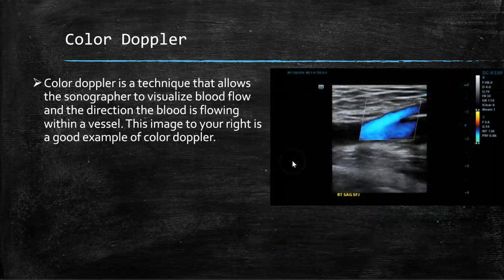Color Doppler. Color Doppler is a technique that allows the sonographer to visualize blood flow and the direction of the blood flow. So this is Color Doppler. The image to your right is a good example of Color Doppler.